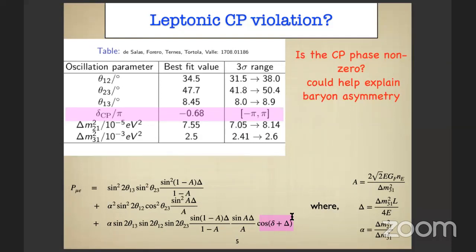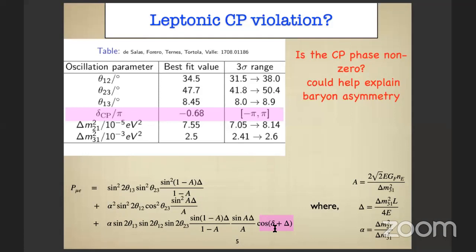And where does this CP phase appear in the oscillation probability? Now you can see in this interference term of the probability, which we have just shown there, as an argument of this cosine, this delta CP is sitting here. Now, what is the implication of this delta CP? A value of delta CP which is 0 or pi implies CP conservation, and a value which is different from 0 or pi is CP violation.